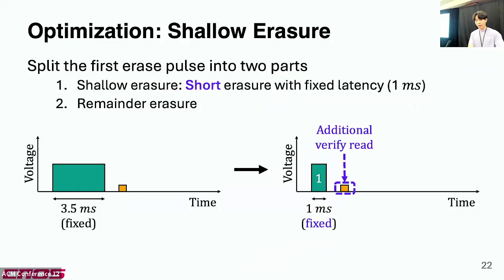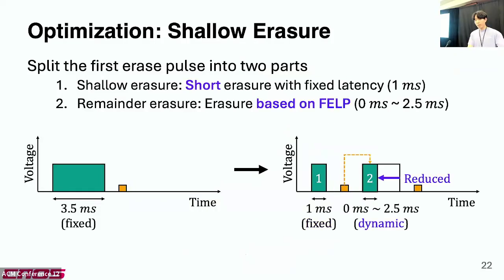To be specific, AERO first performs shallow erasure with a short fixed latency, here 1 millisecond, and counts the fail bits from an additional verified read. Based on the fail bit count, AERO can dynamically adjust the latency of the remainder erasure. Here, even if AERO performs an additional verified read, its latency is marginal, which is about 80 microseconds.